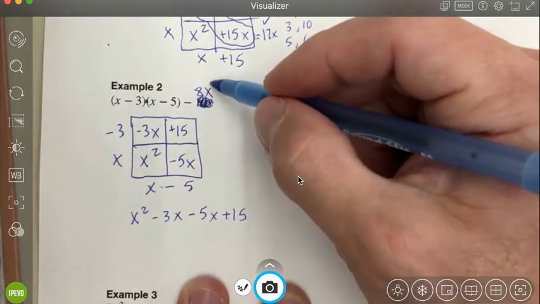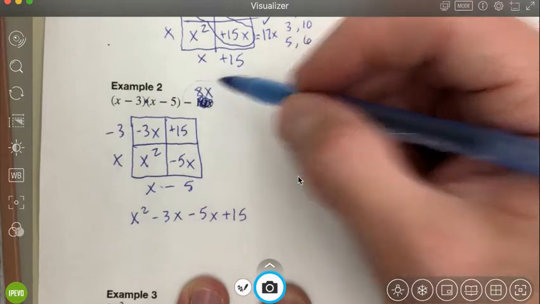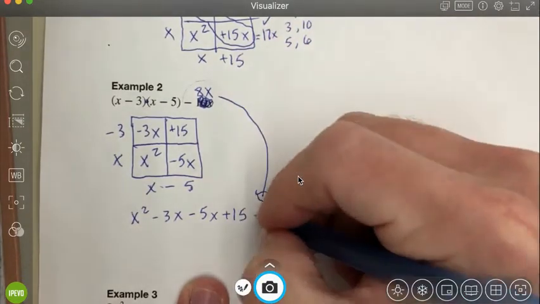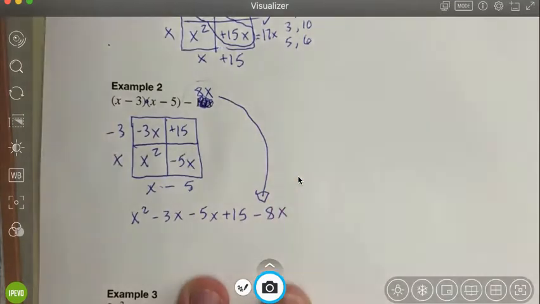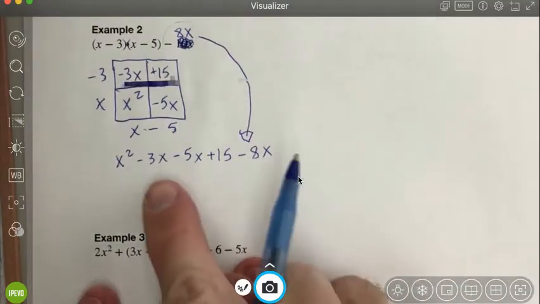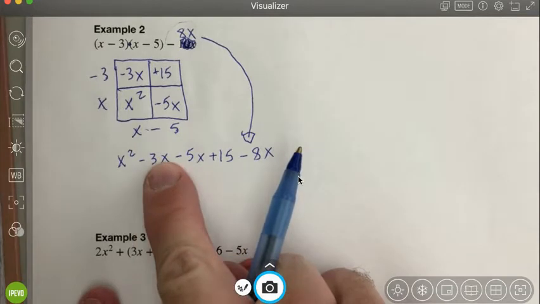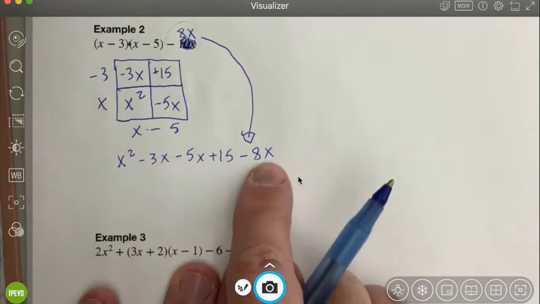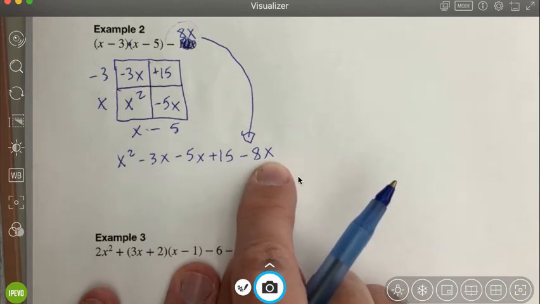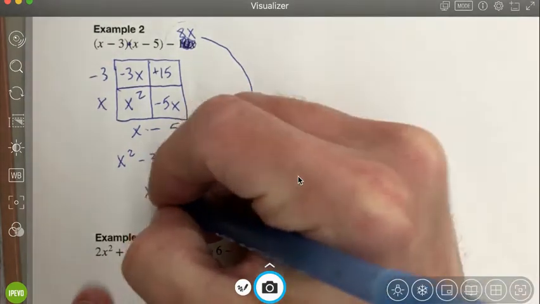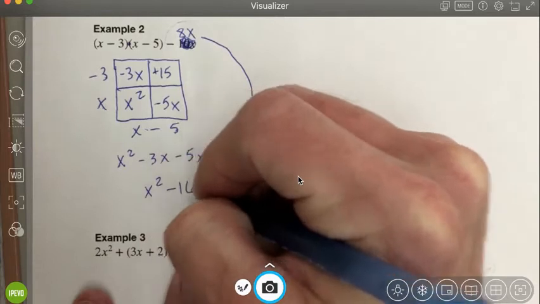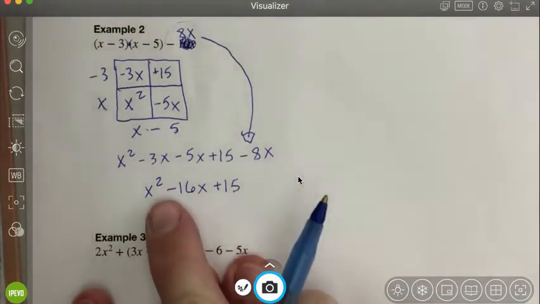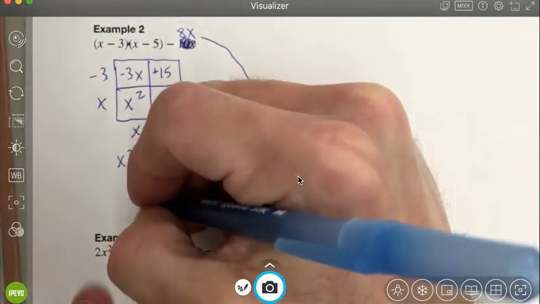But don't forget, I have this extra minus 8x sitting around up here. So I got to bring that back down. Can't forget it. All right, and so now I see a minus 3x minus 5x. That's negative 8x, minus 8x more. It's going to be negative 16x total. All right, so now I have my simplified trinomial.